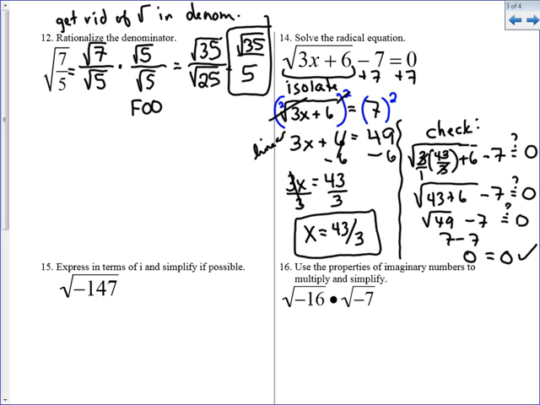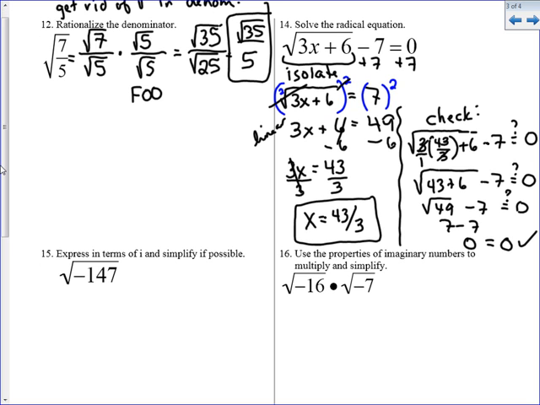If it didn't check, go back and look at your work. If it's nothing to do with your work, then we might have no solution. If both sides are not the same and there are no other errors, it's no solution. Any questions on solving radical equations?